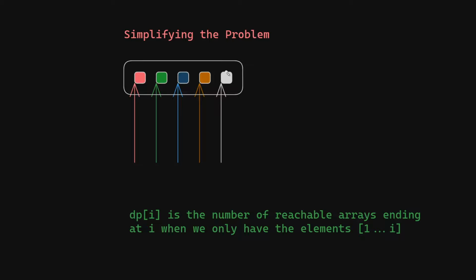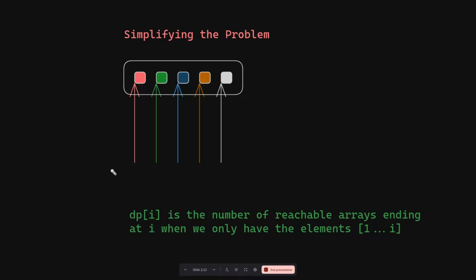Let us try to solve an easy version of this problem. Suppose that you have an array containing these 5 elements. Now in the final array, you do not know what the last element of the final array would be, but you can say for certain that the last element has to be one out of these 5 elements. Either it could be the white element or the blue element or the pink element and so on.